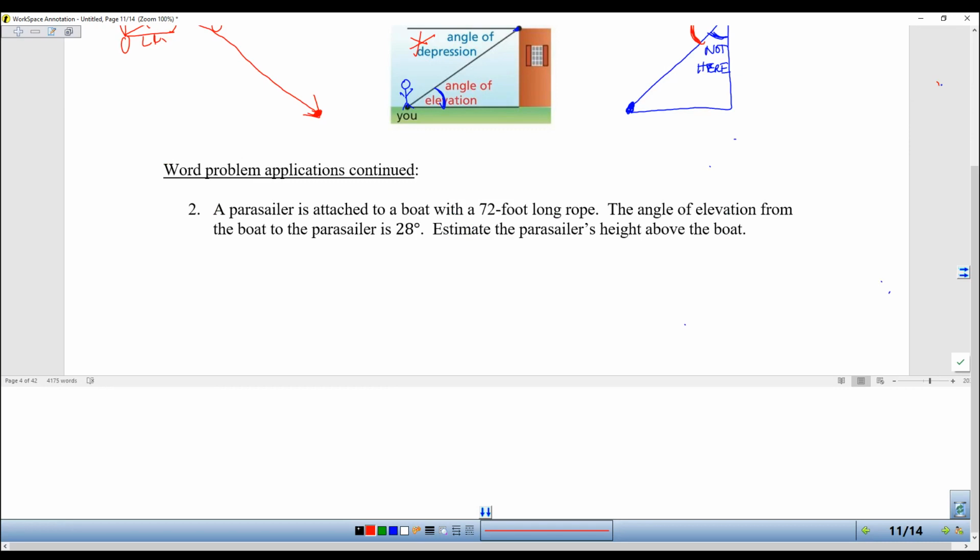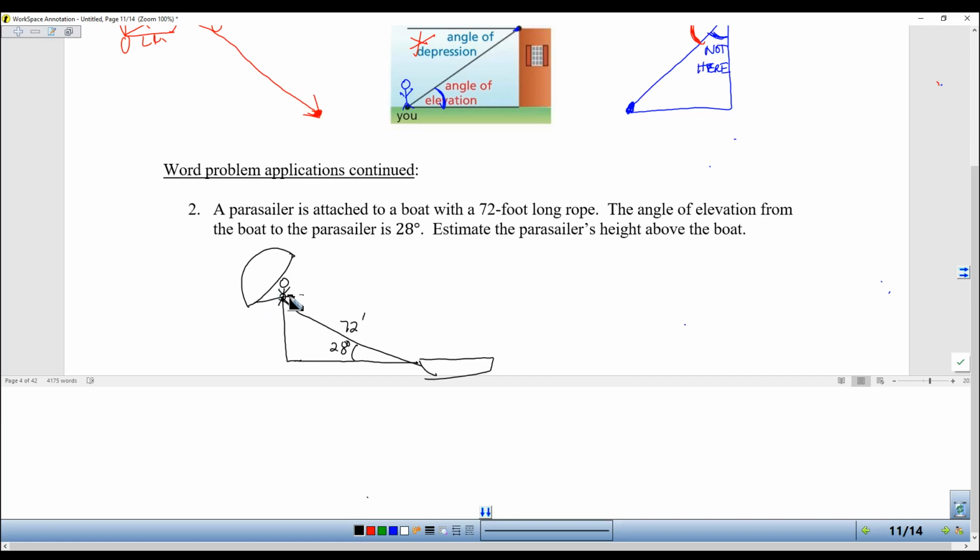So a parasailer is attached to a boat. I don't know if you know what a parasailer is, but it's a guy in a parachute, wearing a harness, and he's attached to a boat. So he's getting pulled. It's not like he's just floating down from the sky. It's very cool. So this is a 72-foot rope, and the angle of elevation from the boat to the parasailer is 28 degrees. So we want to find out how high he is above the water.